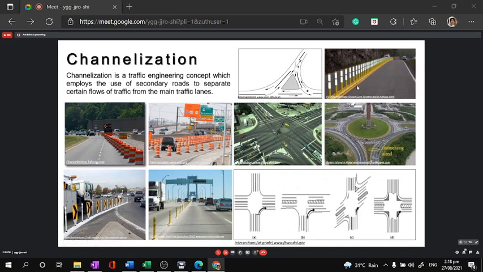It's a section being controlled by means of a fixed structure. In this case, ang fixed kay kanang bollards on the road para dili gyud mag-overtake or mag-counterflow ang traffic from one opposing direction to another direction. Especially kung kana nga section is very dangerous for a U-turn or counterflow.